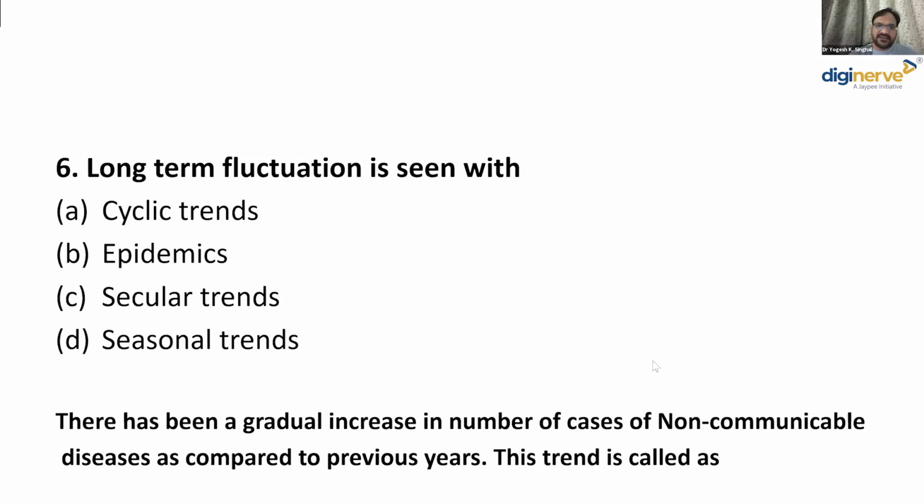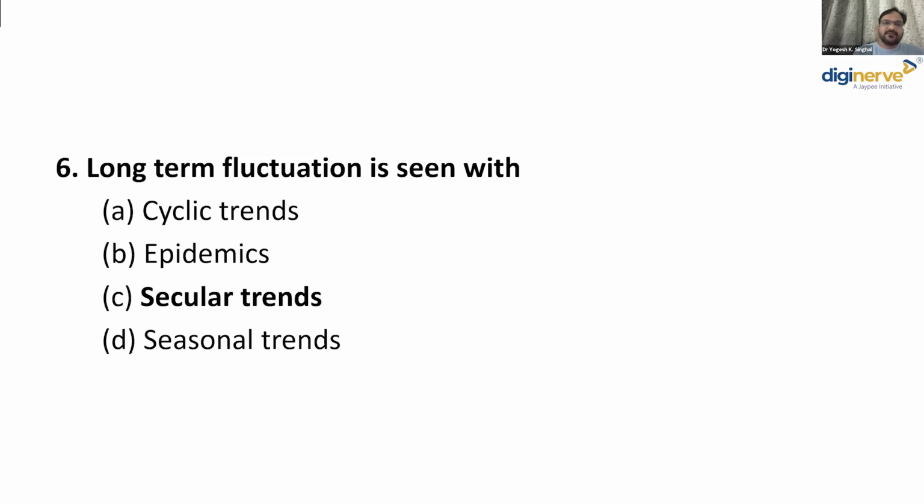So the options will be the same: cyclic trend, epidemic trend, secular trend, seasonal trend. In that case, for a non-communicable disease, the answer will be secular trend. So our answer here is C, not D. Seasonal trend is not related to non-communicable disease. So the answer will be secular trend.